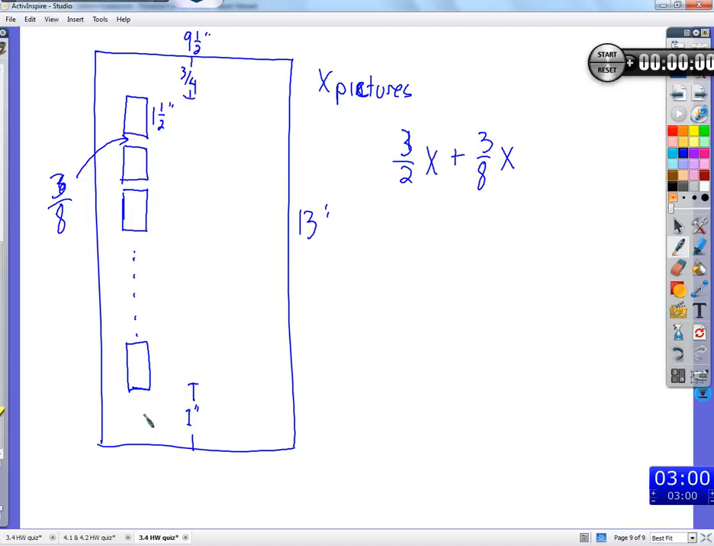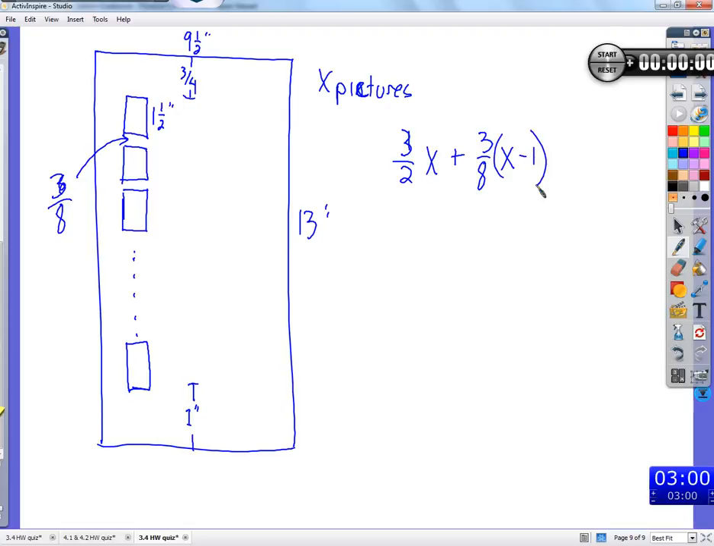X spaces. Y spaces. What? Y. We could call it y, but if we knew how many pictures there were, we want as few variables as possible. So if we know how many pictures there were, could we find out how many spaces in between there were? Yeah. By doing what? Math. Five pictures gives us how many spaces? Four. Four pictures gives us how many spaces? Three. So what do we do? X minus one. Take the number of pictures minus one. Gives us the number of spaces, so how about x minus 1?